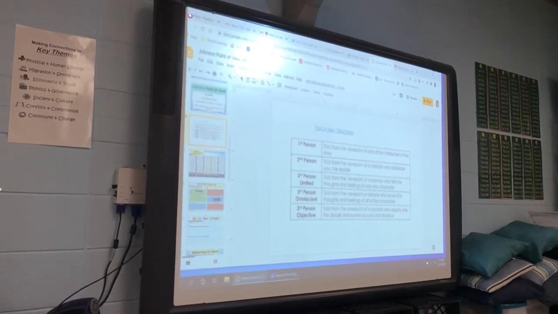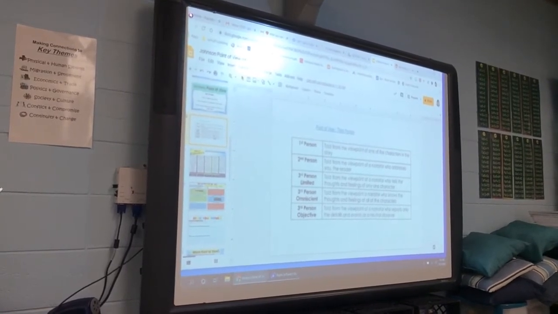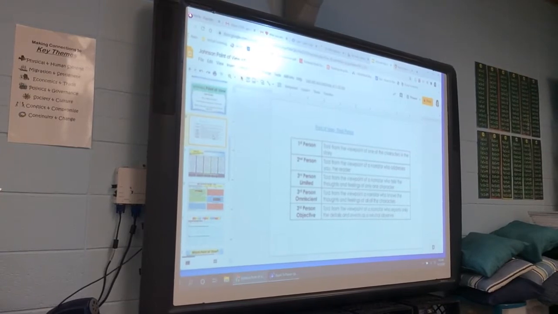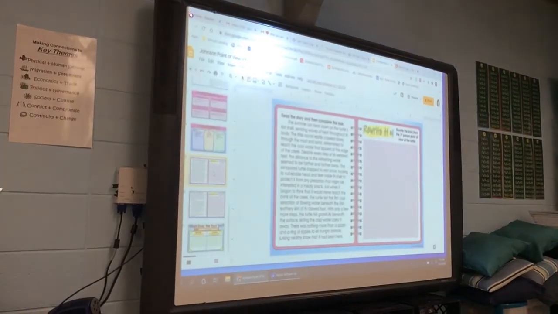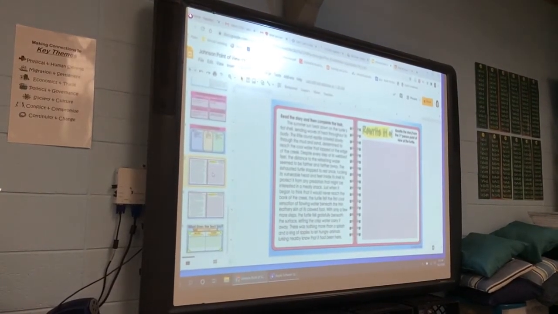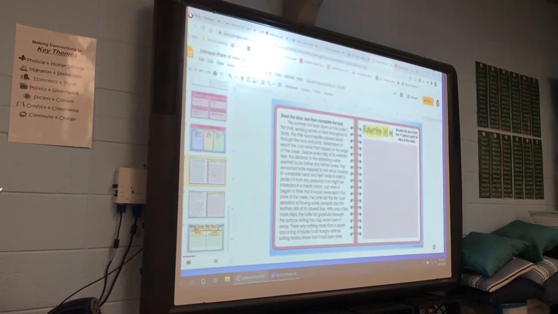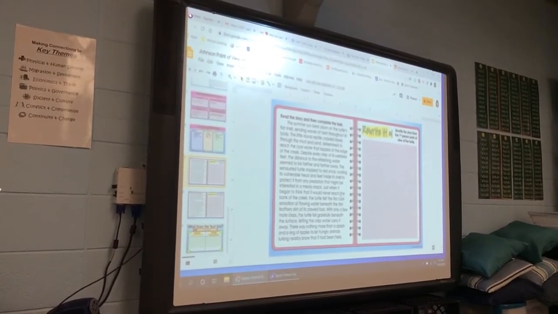But the ones that we're focusing on, Mason and Jeremy, are first person and third person. So that's what we're going to do right now when it comes to writing. We're going to look at the story. For example, here's the first one, and I'm going to do this one with you so that you know what you're doing, and then I'm going to turn you loose on the next one by yourself.